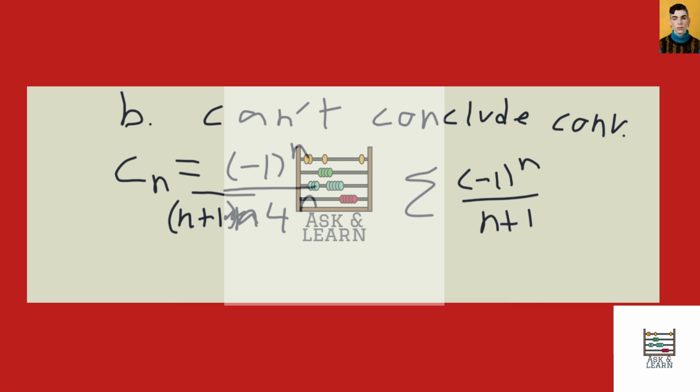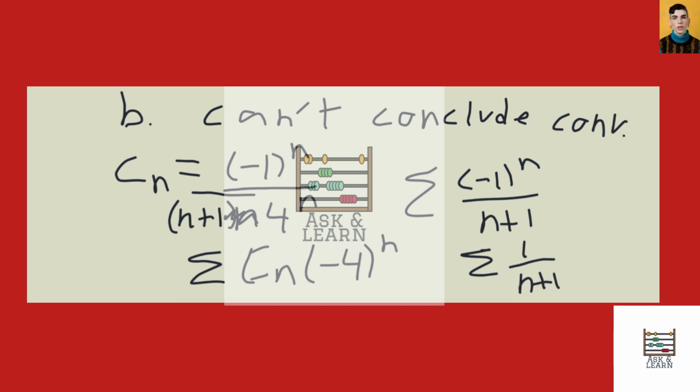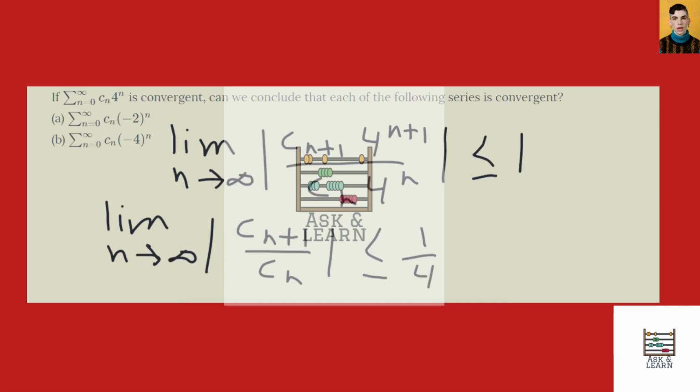So this is going to converge, but notice that if we have our Cn times minus 4 to the n, then we would wind up with this sum, which does not converge. So we can construct a Cn such that this converges, but this does not converge.